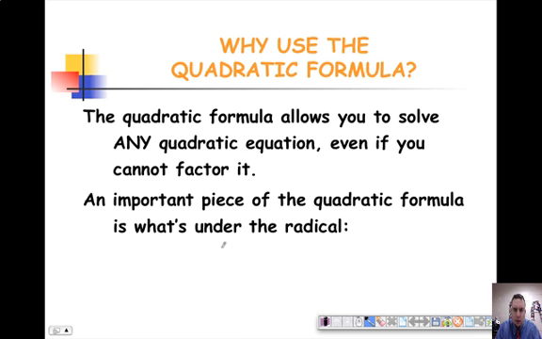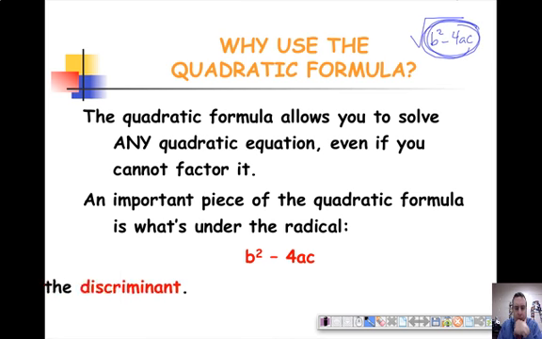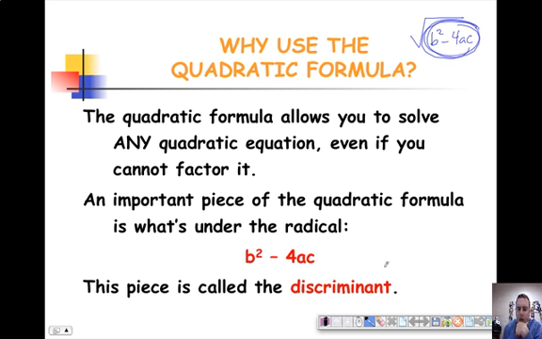Now, an important piece is under the radical. That's the radical, obviously. That thing right there, b squared minus 4ac, just this thing, not with the radical, is called something. This is called the discriminant. So write this down. The discriminant is b squared minus 4ac without the radical. People like to put the radical, but no. Whatever number this turns out to be is called the discriminant.